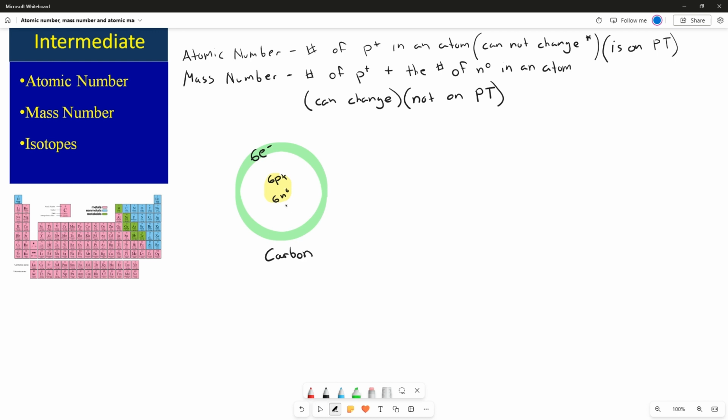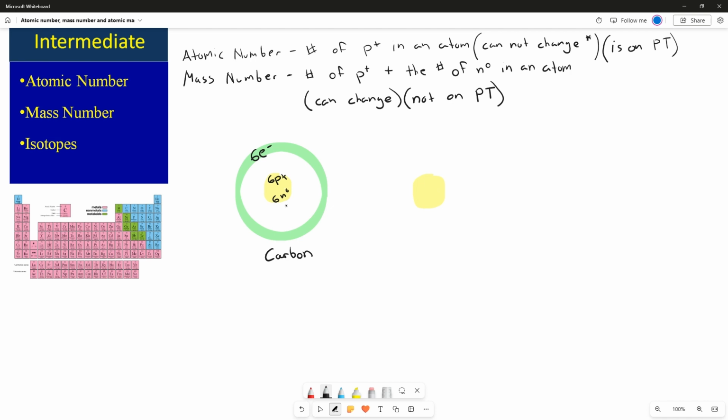And this particular carbon atom has 6 neutrons in it. It's also a neutral atom, so it has 6 electrons in it. Well, now we're going to take a look at another carbon atom, and we'll draw this carbon atom over here.